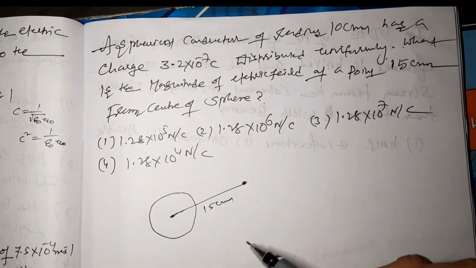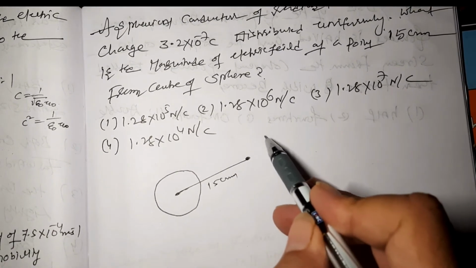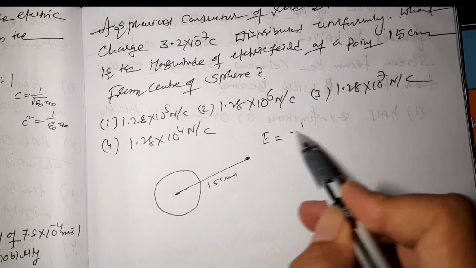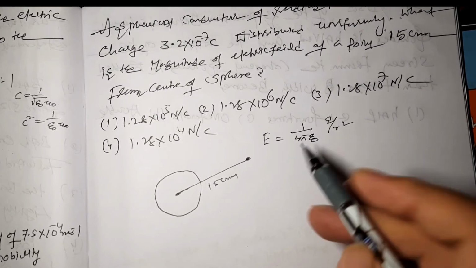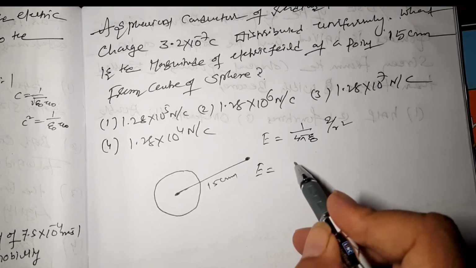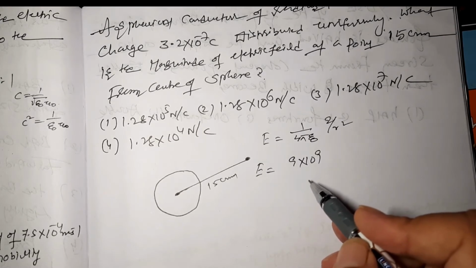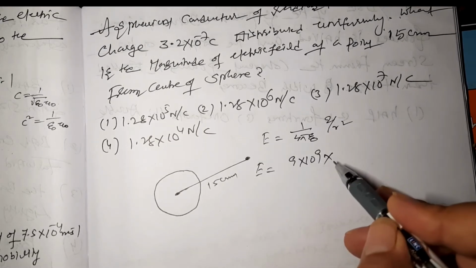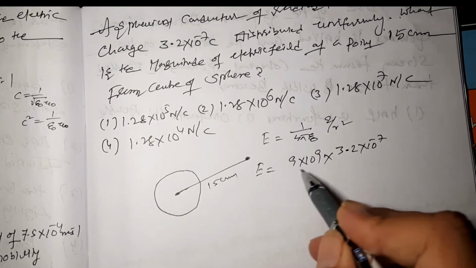Electric field. So we know the formula: electric field is equal to 1 by 4 pi epsilon naught, q by r square. 1 by 4 pi epsilon naught means how much? 9 into 10 to the power of 9, into q, 3.2 into 10 to the power of minus 7, by r square.